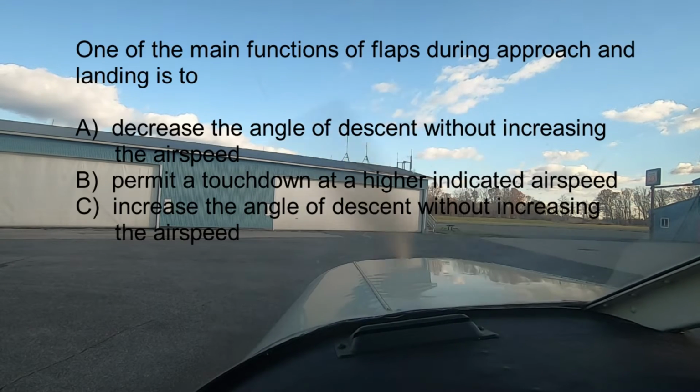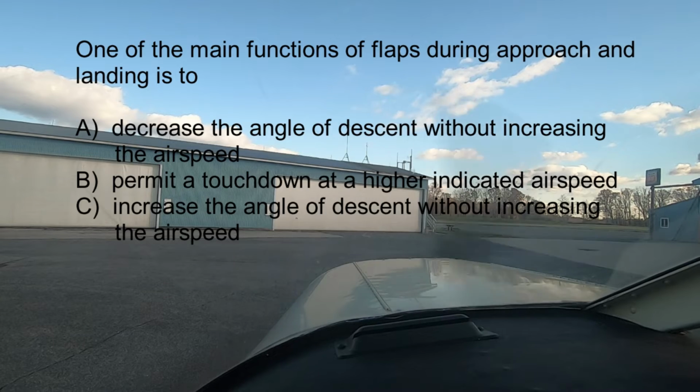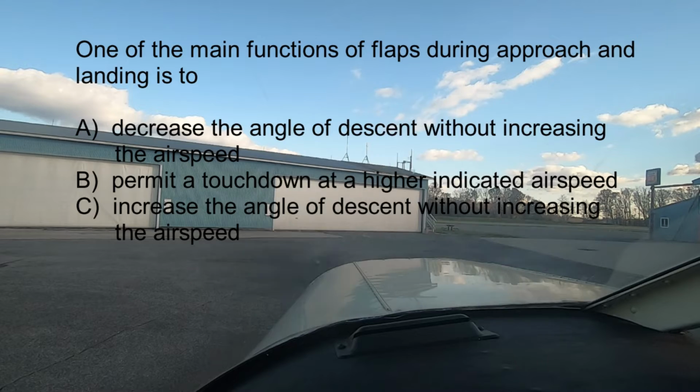Checkride question number 1. One of the main functions of flaps during approach and landing is to A. Decrease the angle of descent without increasing the airspeed. B. Permit a touchdown at a higher indicated airspeed. Or C. Increase the angle of descent without increasing the airspeed.